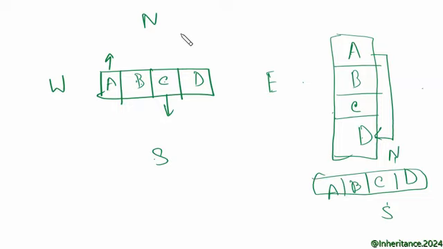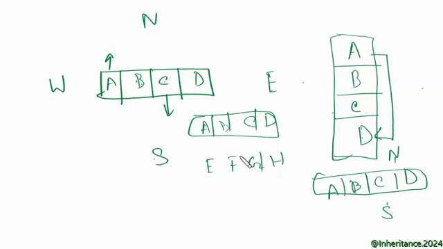So this is a basic. And if 4 people are in a linear line. If it is in a parallel line, like A, B, C, D, these are 4 people, and there is E, F, G and H.